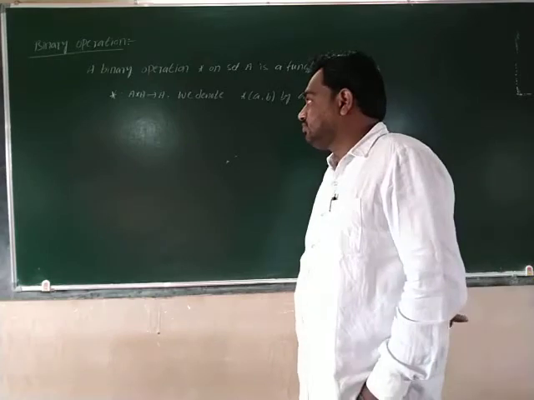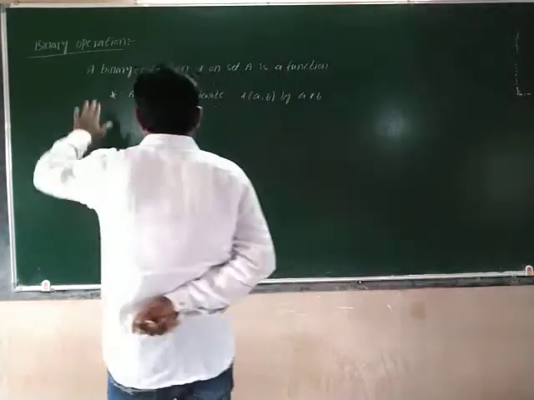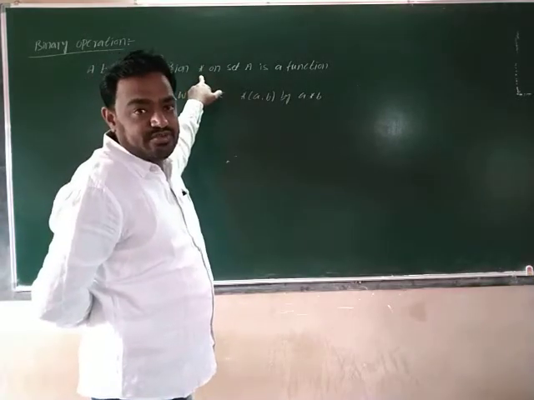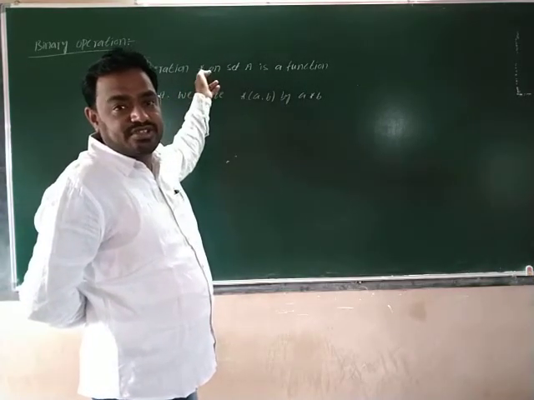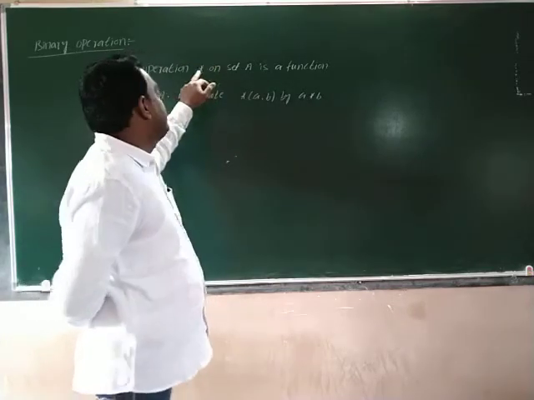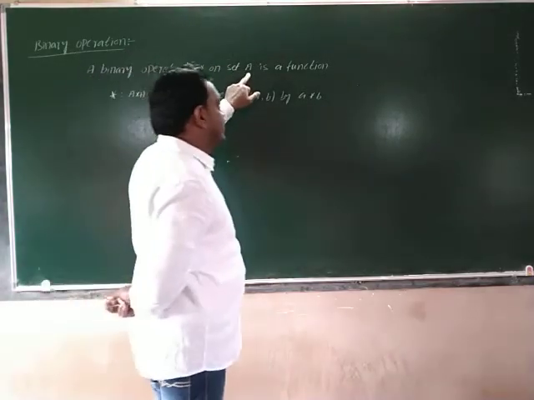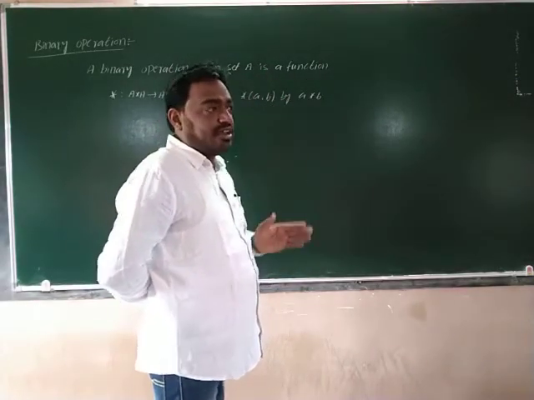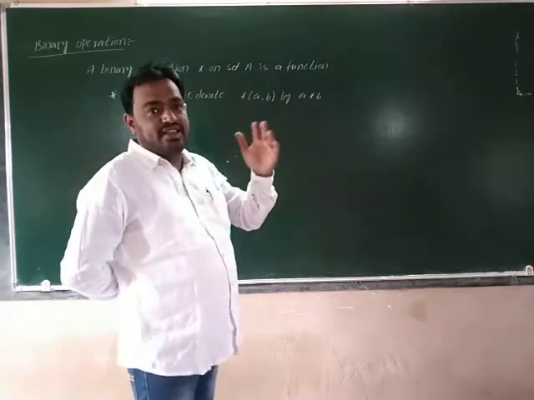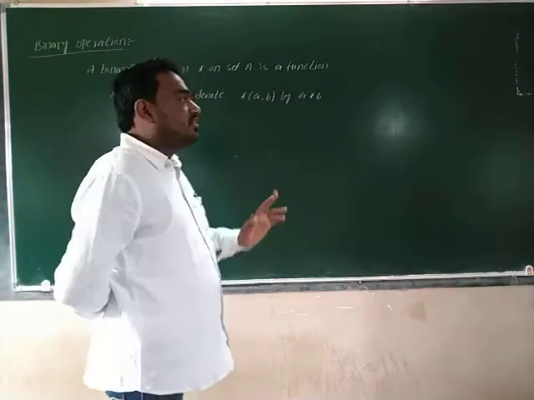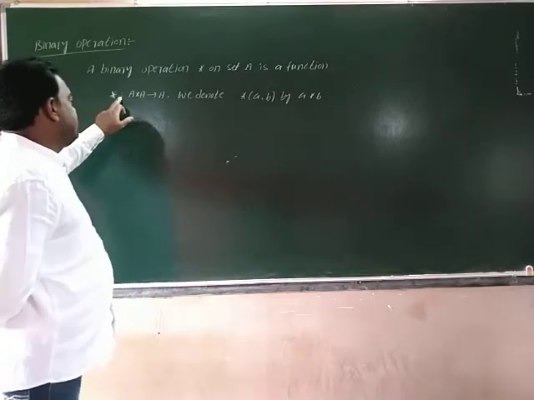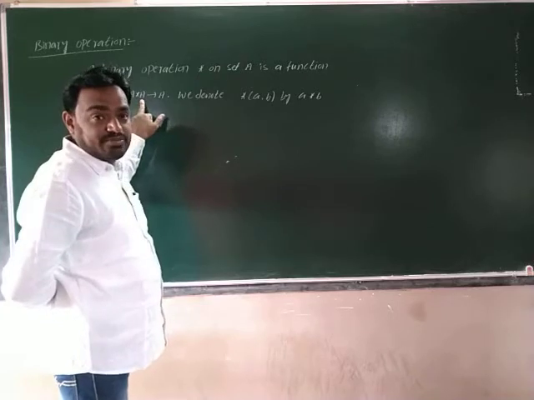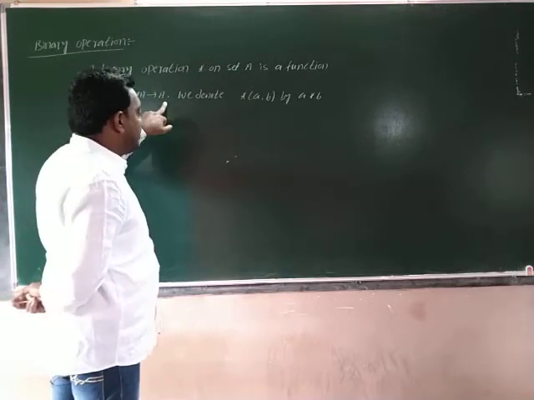You see now, a binary operation. Star here may be addition, subtraction, division, multiplication, LCM, HCF, minimum, maximum, any one. So any operator star on the set A is a function. It means a binary operation on set A is a function. That function maps from where to where? A cross A to A. What is A cross A? The Cartesian product of A, A cross A to A.